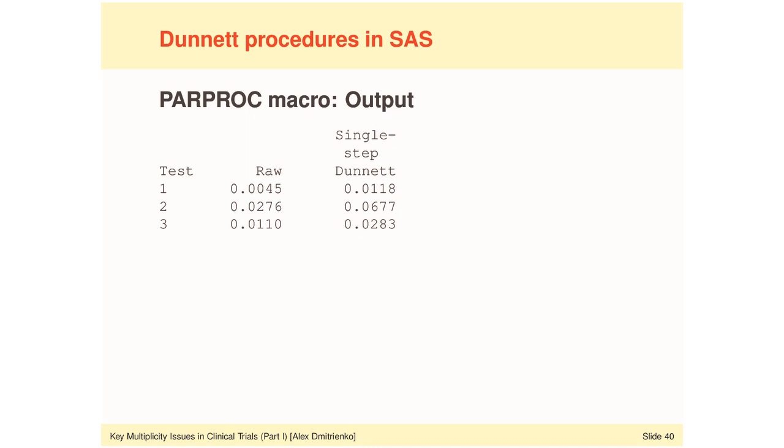The output produced by the Paraproc macro is presented on slide 40. Here we see a set of raw p-values computed from the test statistics that we specified earlier, and this set of raw p-values is accompanied by a set of adjusted p-values that were derived based on the single-step Dunnett procedure.